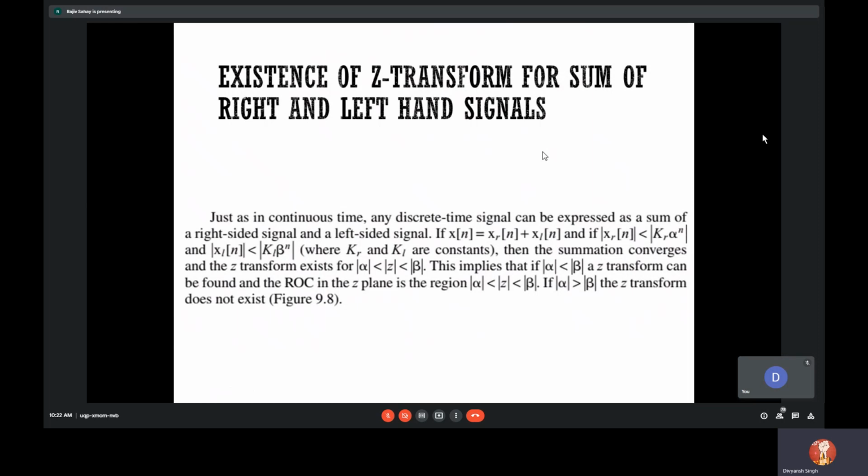So similar point here. Now just to summarize this point here. If you write x[n] as a sum of a right-hand sequence and a left-hand sequence, then the Z transform exists only for this particular region. This is an annulus region. If this condition is violated, then the Z transform does not exist.